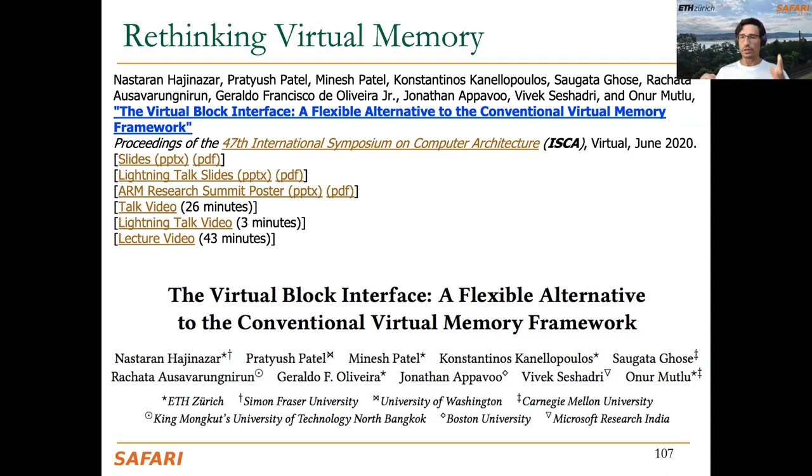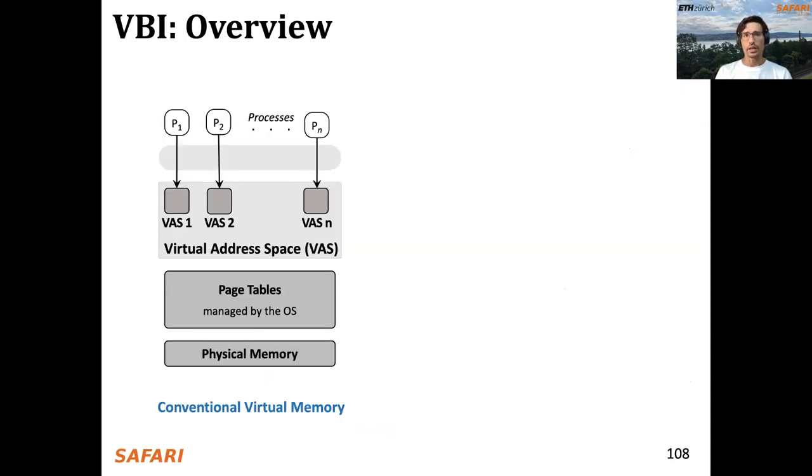Another work that is not specifically targeted at processing in memory systems, but for sure can be adapted and extended to processing in memory systems, is the Virtual Block Interface that we presented in ISCA 2020. The key idea in the Virtual Block Interface, or VBI, is to replace the traditional virtual address space, which is something monolithic, using these page tables that are managed by the operating system, and where all these virtual address spaces are of the same size, and there is no possibility for different processes to access different virtual address spaces.